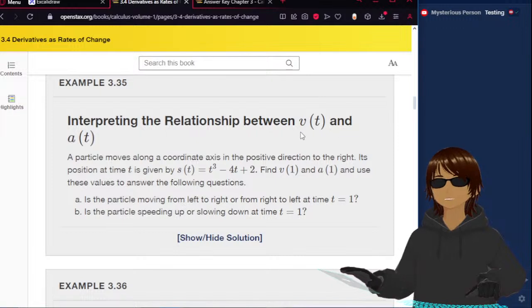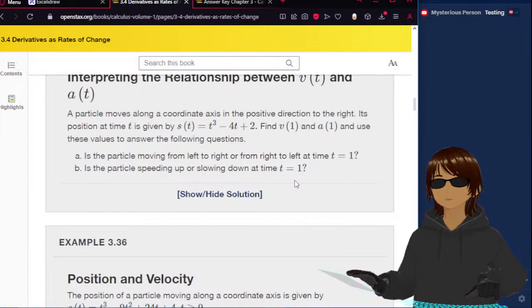Interpreting the relationship between v of t and a of t. A particle moves along the coordinate axis in the positive direction to the right. Its position at time t is given by s of t equals t cubed minus 4t plus 2. Find v of 1 and a of 1 and use these values to answer the following questions. Is the particle moving from left to right or from right to left? Is the particle speeding up or slowing down?